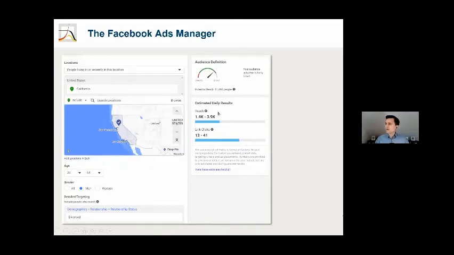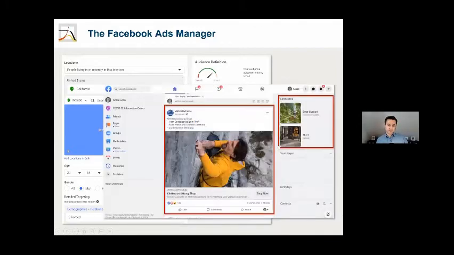And here I just set the daily budget of 20 euros for running my ads on a daily basis. And then you get an estimate that based on this budget, roughly 1,500 to roughly 4,000 people would see my ads on a daily basis, and I could expect roughly 13 to 41 clicks on my ads. And this is then what the ads look like.